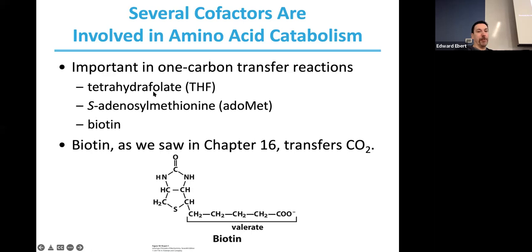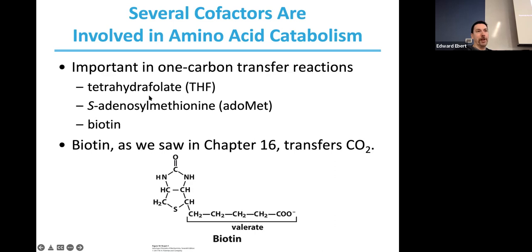We said tetrahydrofolate, this adomet in there as well, and biotin as well too. And you see biotin tends to transfer carbon dioxide, a single carbon transfer involved in that. Tetrahydrofolate does that a bit as well. So does the adomet in there. So all these are single carbon transfers.